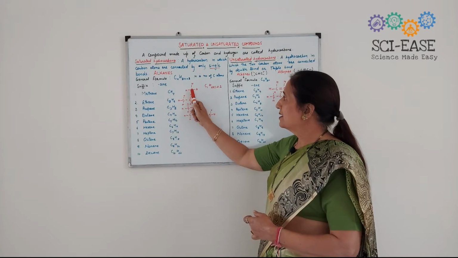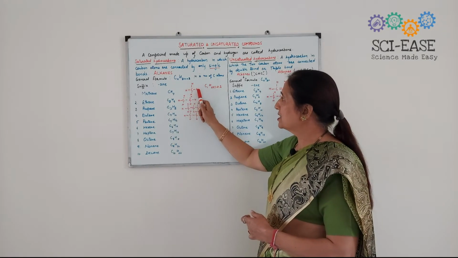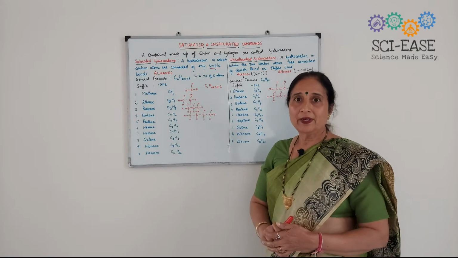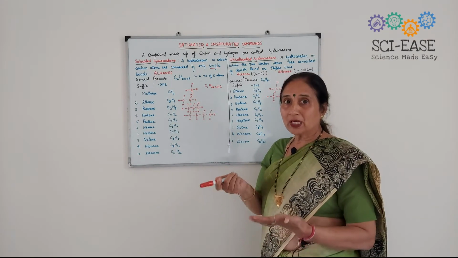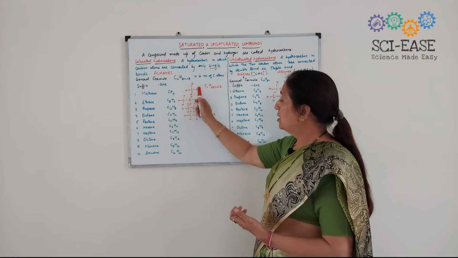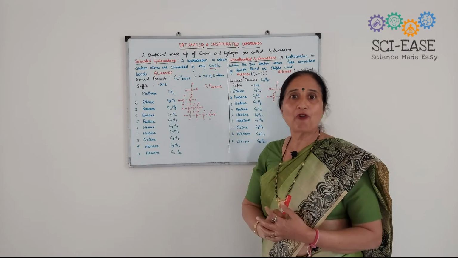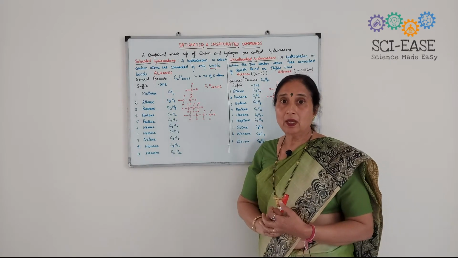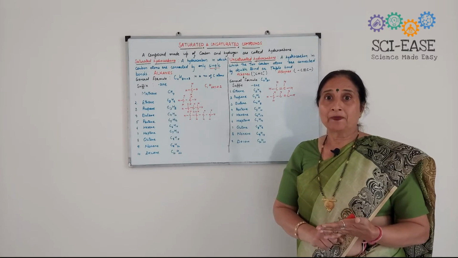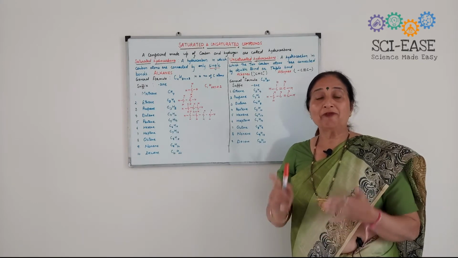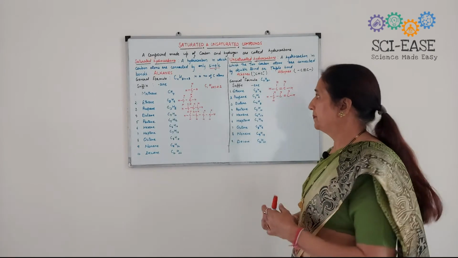What is the structural formula of methane? Around 1 carbon, 4 hydrogens are bonded. We know the carbon is tetravalent, so a maximum of 4 bonds will be formed around the carbon. While writing every structural formula, we are to satisfy the tetravalency of carbon.